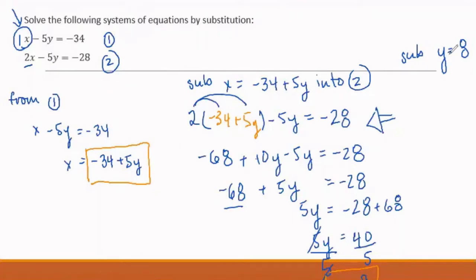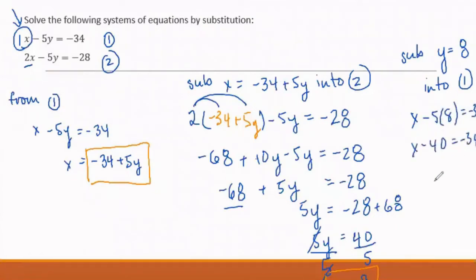So I'm going to say, let's substitute y is equal to 8 into equation 1. So that gives us, let's get rid of this rather confusing arrow, x minus 5 times 8 is equal to negative 34. So we have x minus 40 is equal to negative 34. Moving that 40 to the other side by adding 40 to both sides gives you x is equal to 6. And there we go. We know the xy coordinate where those two intersect.